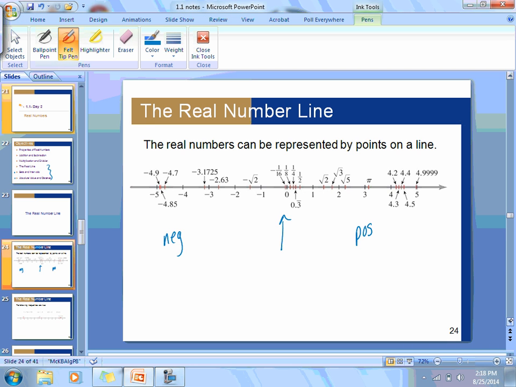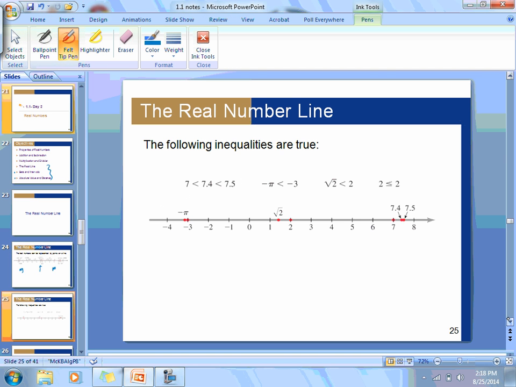It helps us to put numbers in order, and it also helps us to make inequalities, which is a concept that you know. Here are just some examples of how we can make inequalities with the number line. When you're comparing numbers, you can plot them on the number line, and then you can see that 7 is less than 7.4, which is less than 7.5. So it's a visual representation of those inequalities.